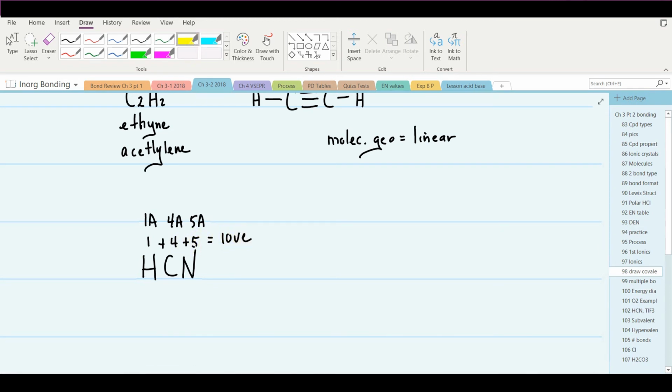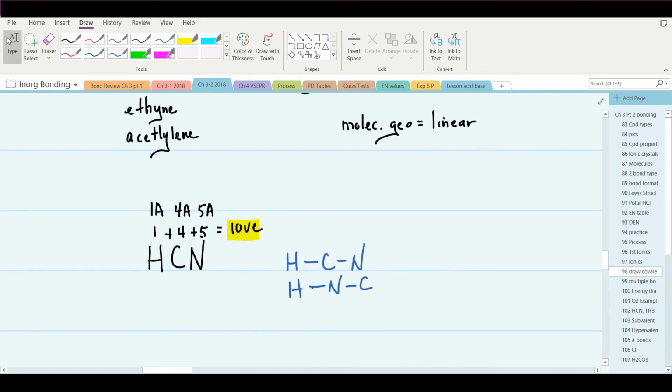What's the way it's connected together? Is it HNC? Well, there's a couple ways you could figure this out. Let's look at the electronegativities. 2.5, 3.0. One of the ways you know is that the least electronegative atom is central, and that can't be hydrogen because it's always a terminal atom, so carbon is least electronegative. It has to be central.